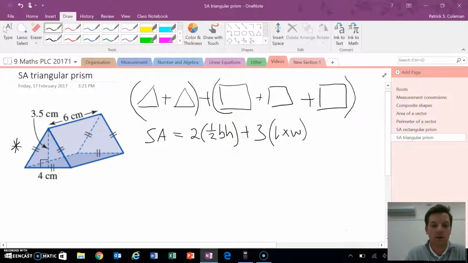So let's put in the variables we know the value for. We know our base of the triangle is going to be 4. So that's this one going across here. And our height is the dotted line up here, 3.5 centimeters.